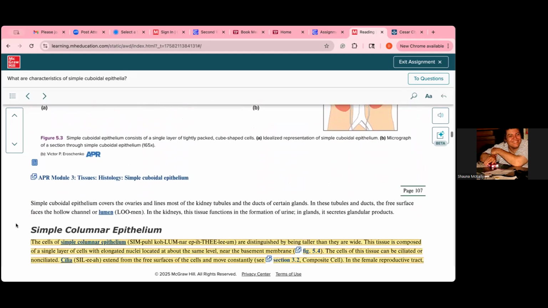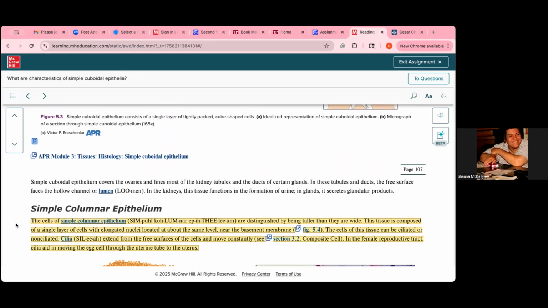About simple, okay. Simple cuboidal epithelium covers the ovaries and lines most of the kidney tubules and ducts of certain glands, okay? So this is simple cuboidal. In these tubules and ducts, the free surface faces the hollow channel or lumen. In the kidneys, this tissue functions in the formation of urine. In glands, it secretes glandular products. Okay.